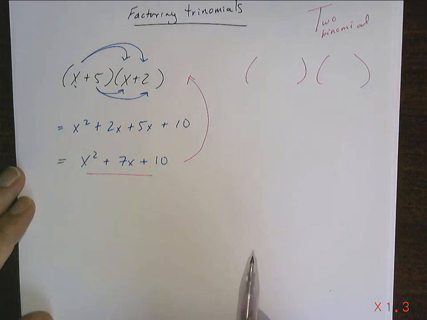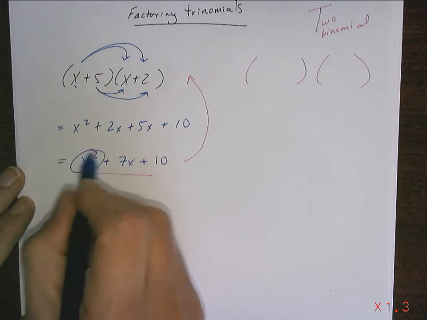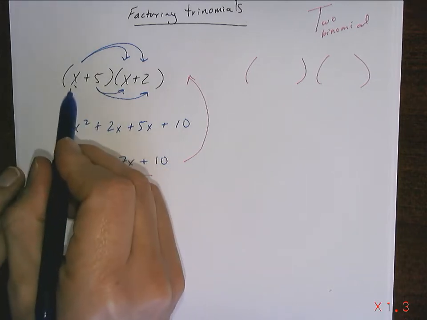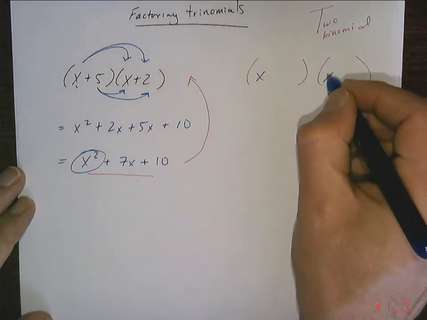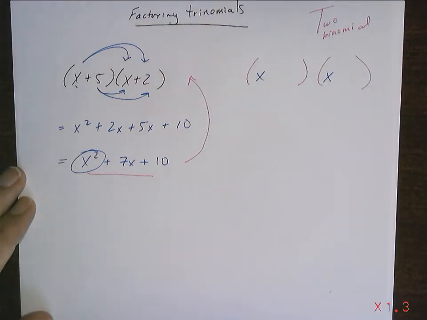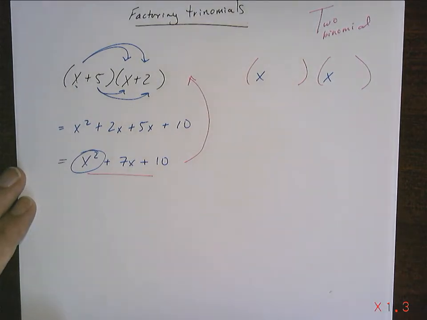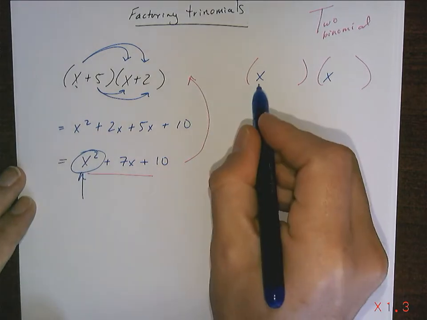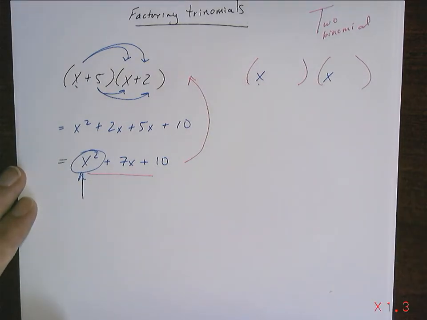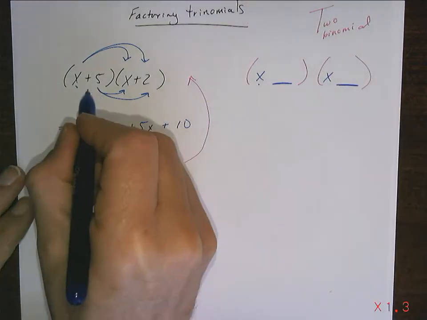Fair enough? What goes at the beginning of each one of these? Well, if I have an x squared here, what's at the beginning of each of the binomials? An x. Does that make sense so far? So every single trinomial is going to factor into two binomials. That's the first thing. And if I have x squared at the front here, I have x here and x here. We good? Now the question is, what goes here and what goes here?